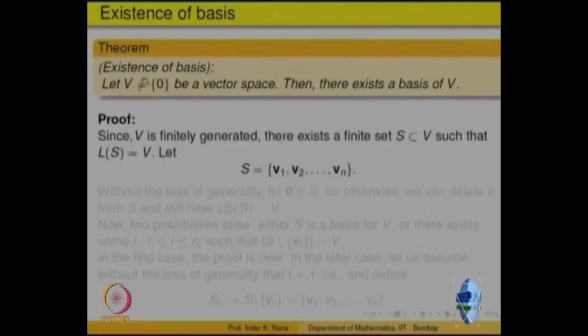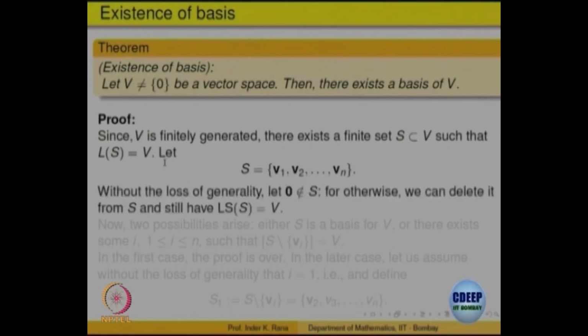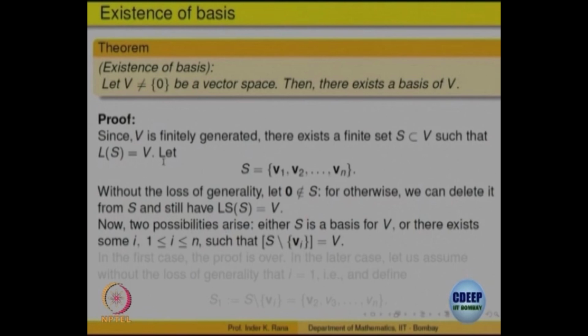S is a set v1, v2, ..., vn such that the linear span of S is equal to V. Obviously, we can assume 0 does not belong to it, because if it belongs we can remove it. Now, two possibilities arise. S is a basis, that set itself is a basis. If not, then at least one of these vectors v1, v2, ..., vn is not required.